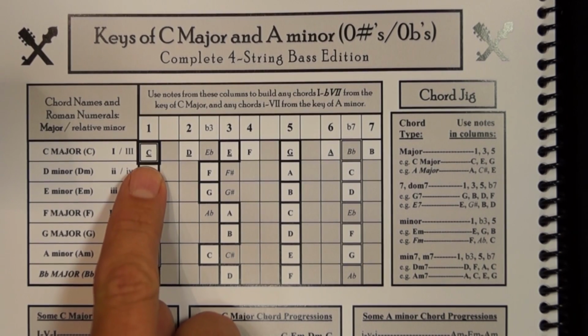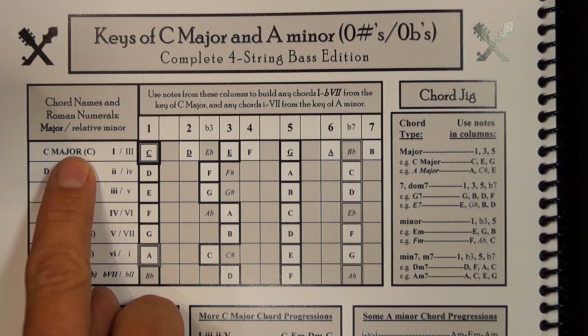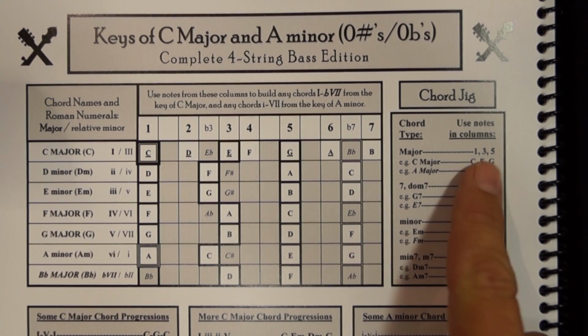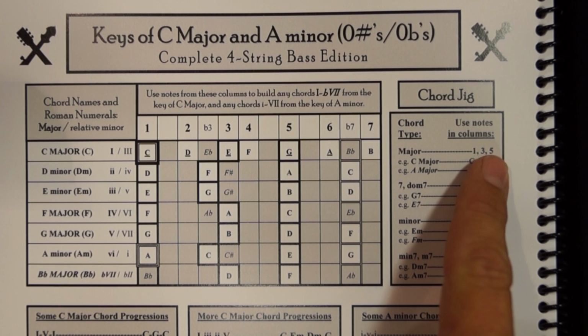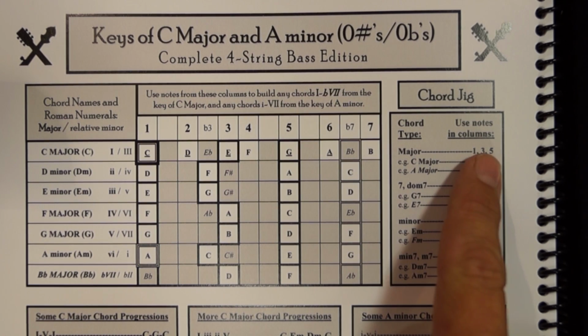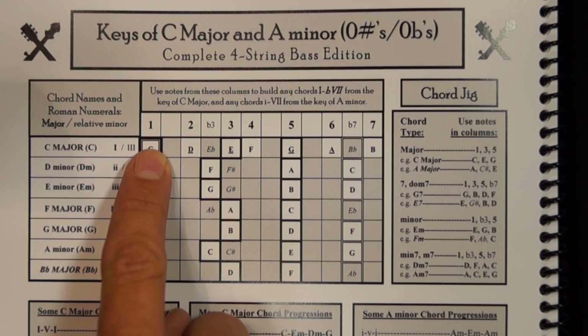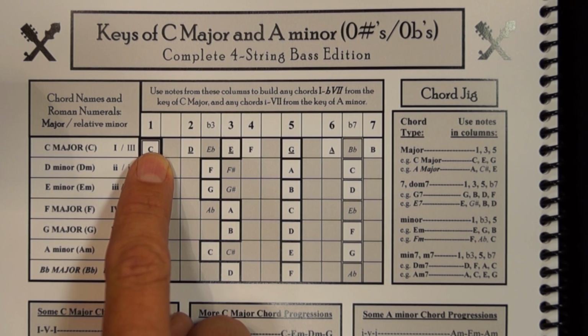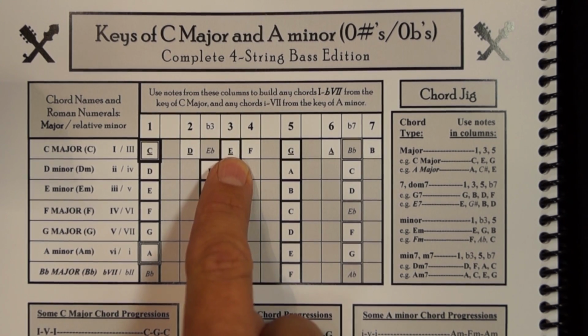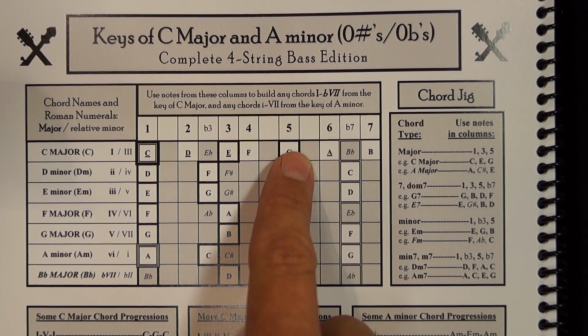A C chord is going to be a C major chord in the key of C, and all major chords are built using the 1, 3, and 5 notes out of the major scale. In my books you can see that C major is built out of the note C as my 1 note, E as my 3 note, and G as my 5 note.